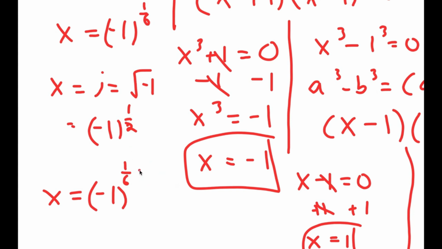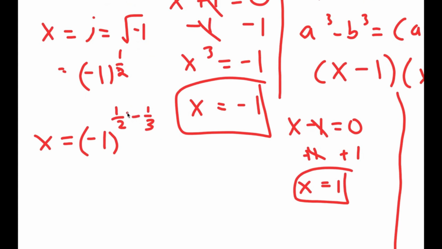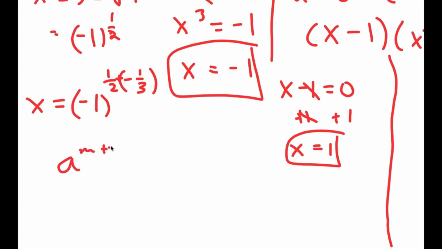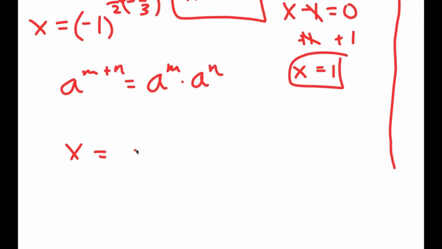Meaning we have negative 1 to the power of 1 over 6, or sorry, 1 over 2 minus 1 over 3 is what we can rewrite 1 over 6 as. Now, this is the same thing as 1/2 plus negative 1 over 3. And if I have something in the form a to the power of m plus n, this is equal to a to the power of m times a to the power of n. So this is going to equal negative 1 to the power of 1/2 times negative 1 to the power of negative 1 over 3.